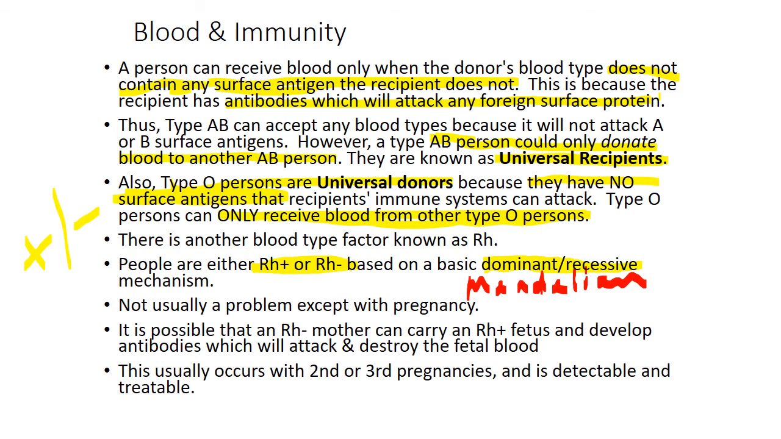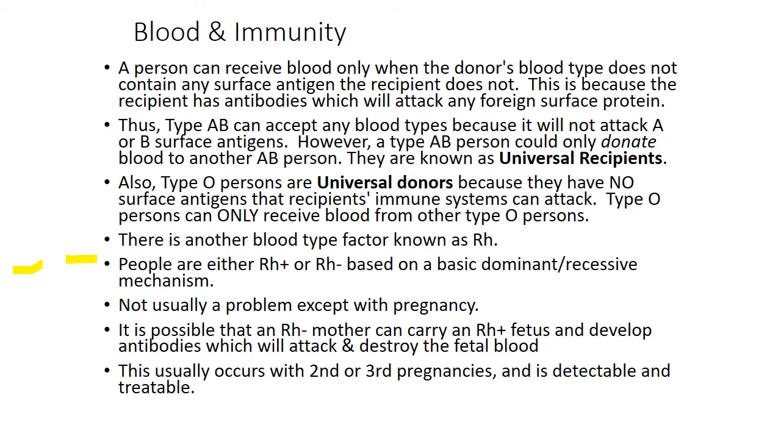Now, this is not usually a problem, except when it comes to pregnancy. And the reason for that is if we have an Rh negative mother and she's carrying an Rh positive fetus, she can develop antibodies that can attack and destroy fetal blood. Now, what I mean when I say this is that to have a negative blood type, you must get both negative alleles from your parents.